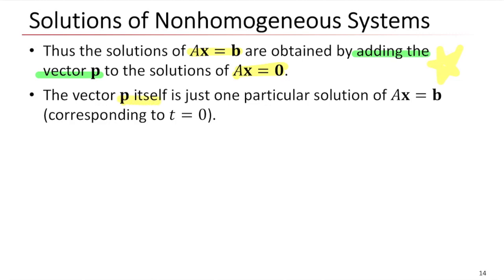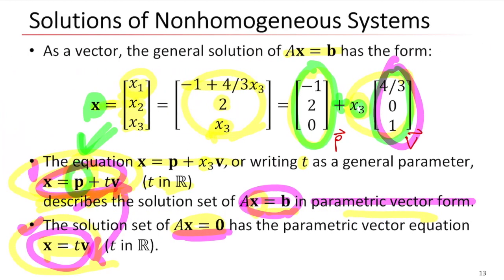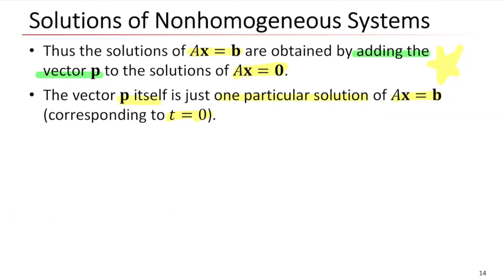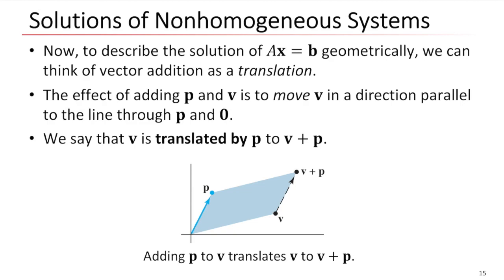Here, vector p itself is just one particular solution of Ax = b when t is equal to 0, right? So when t is equal to 0, x is just vector p. So the vector p is one particular solution of Ax = b. Okay. So let's see this solution in a geometrical manner.